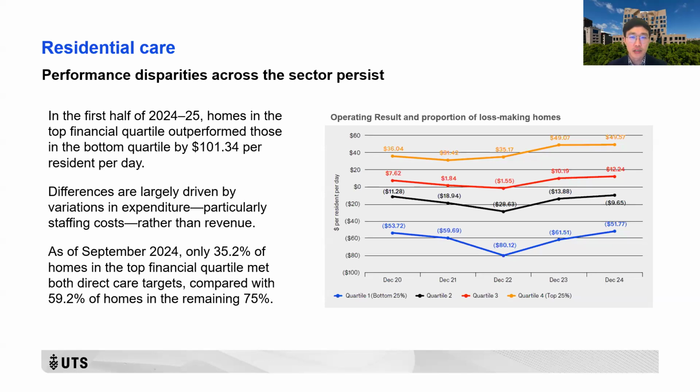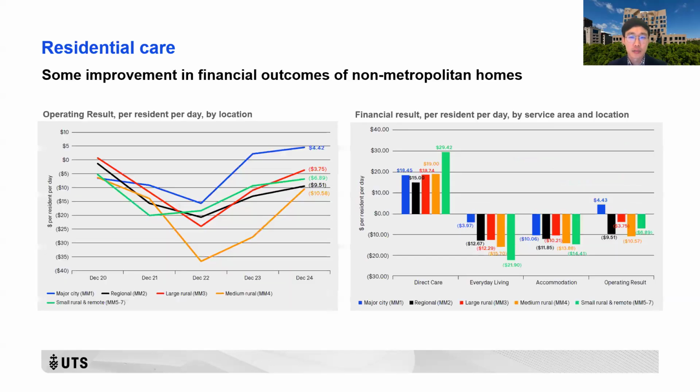So speaking of location, let's have a look at the financial outcomes of homes in different regions. The graph on the left shows that the average financial performance of homes across all regions has improved since 2022. This is good news to see that operating results have recovered over time, and the gap across homes in the different regions has actually converged.